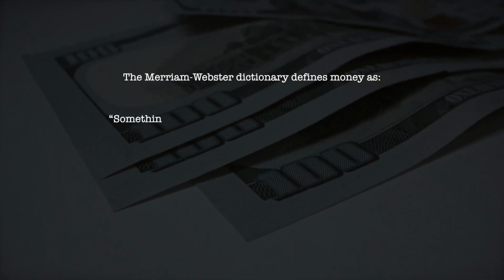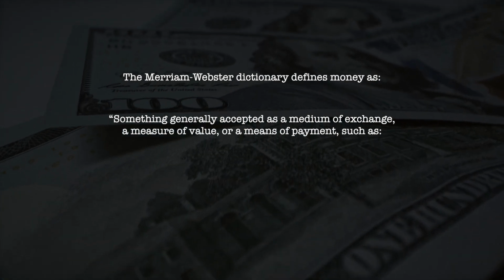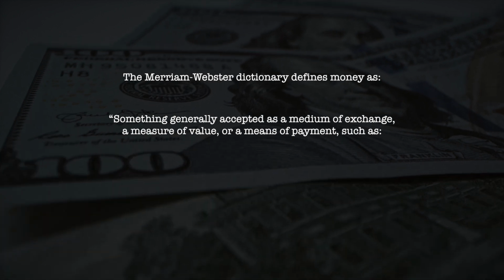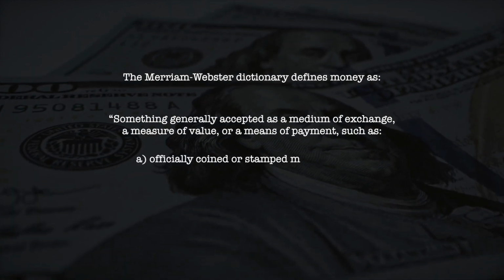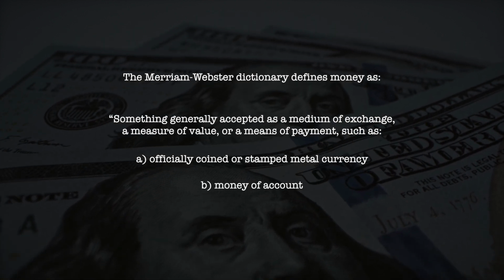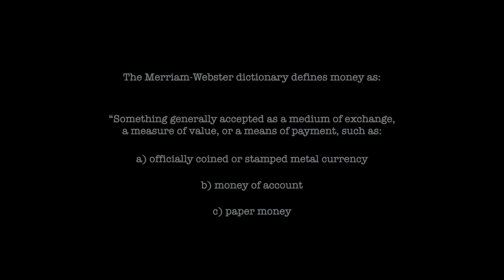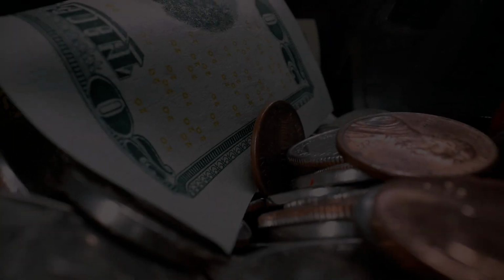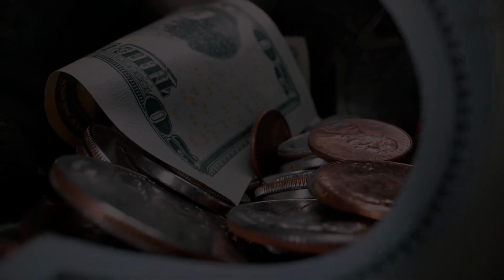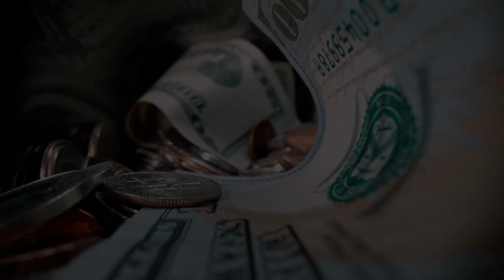The Merriam-Webster Dictionary defines money as something generally accepted as a medium of exchange, a measure of value, or a means of payment, such as A. Officially coined or stamped metal currency, B. Money of account, and C. Paper money. Now, while this definition may explain what money is in the literal sense, it doesn't quite explain its true scope. To do that, let's first take a quick look at why it was created.